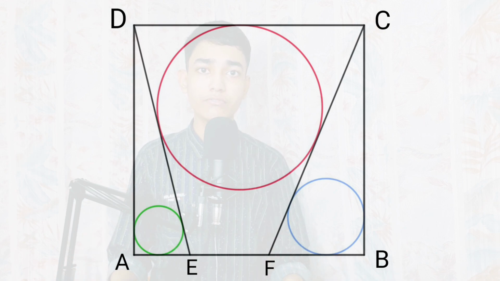Now the question is to find the area of the square on the basis of the radii of these three circles and the arrangement of this diagram. So this is Anmol Mishra, and now let us see the solution. How can we find the area of the square?